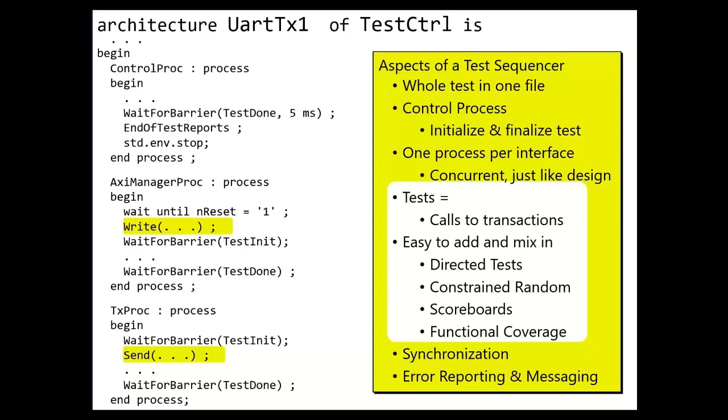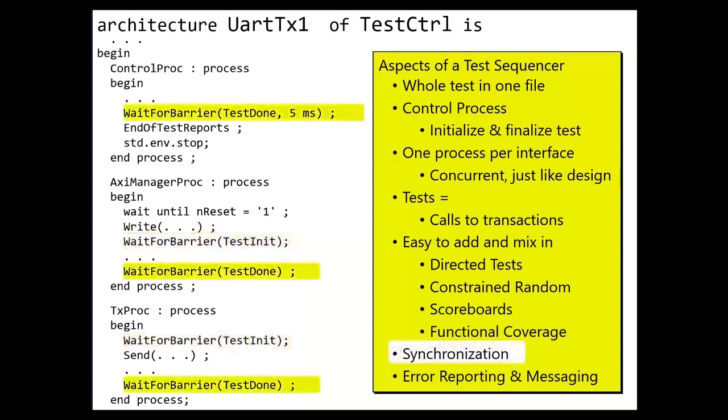OSVVM supports scoreboards and functional coverage. And of course, when we're going to run things as multiple independent processes, we need to support synchronization. One of the synchronization methods we support is wait for barrier, which is a software barrier synchronization, meaning when one of the processes gets here, it stops until all of the processes that have called wait for barrier with that signal name also arrive at this point. And we do the same thing as we're ending the test so that we can get a synchronized ending of the test and do some good reporting.